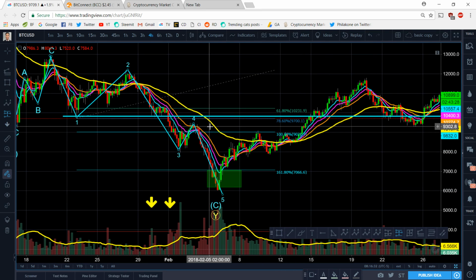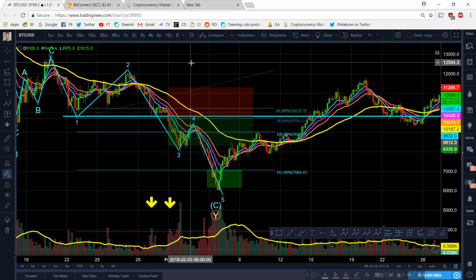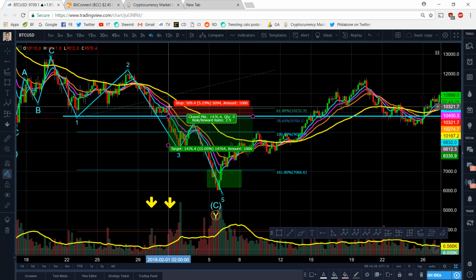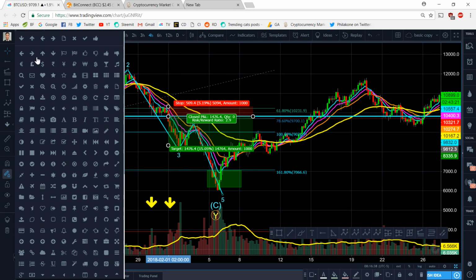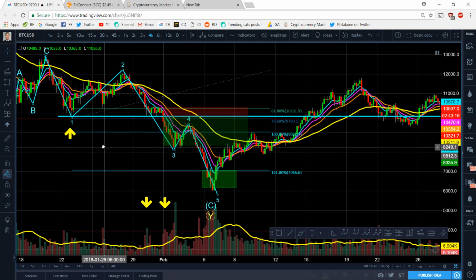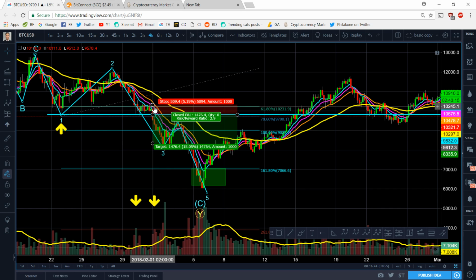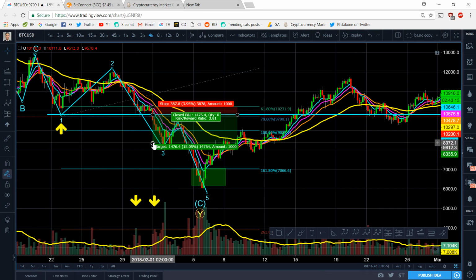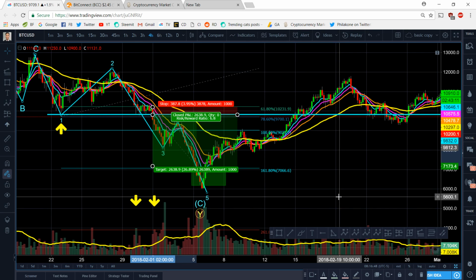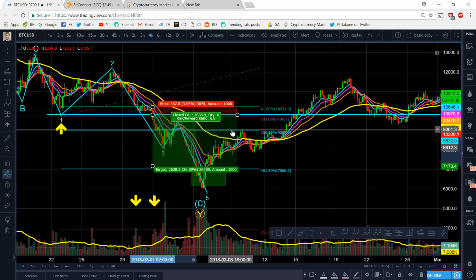So if you entered a short position from where it broke down, you would have set your stop loss slightly higher than this region right here. That's where your stop loss would have been, slightly higher than it. You would have targeted about a 161.8 extension, and you would have made yourself a whopping 28%.